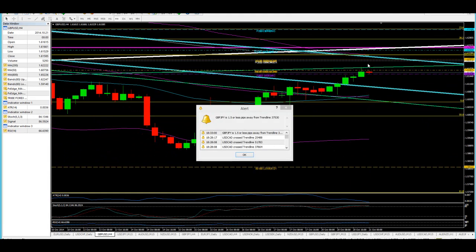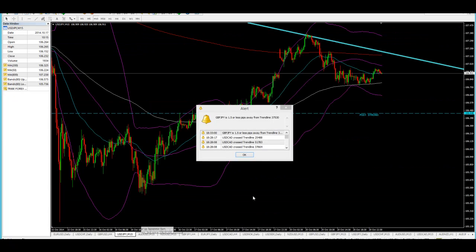The pound dollar, I'm actually looking for a sell at 1.6215. A lot of support and resistance there, a lot of trend lines and pods there, and all sorts of stuff going on that I like. So we're going to look for a sell at 1.6215 on the pound dollar.